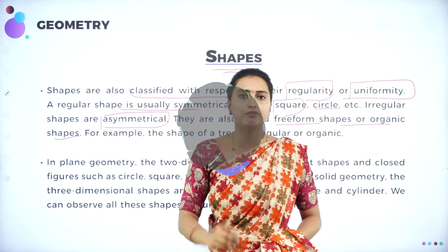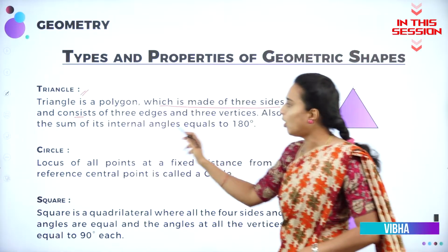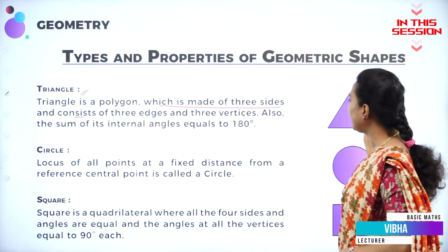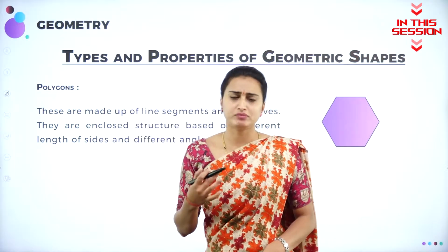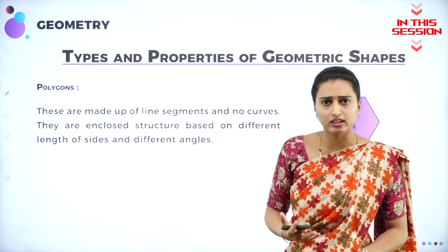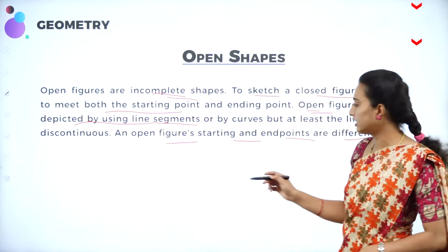So what is meant by free form? In general, we can take it as a tree. Three vertices, also the sum of its internal angles is nothing but 180 degrees. Polygons mean more than 3 sides. Octagon, hexagon, and open figures, where the starting and ending points are different.